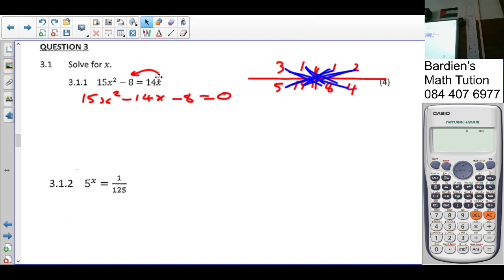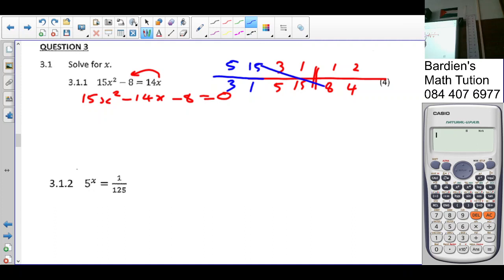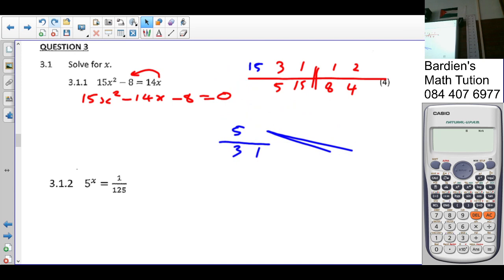So what do I do? Swap one of the sets of factors around. So let's swap this one here. So it's 15 and 1, and 5 and 3. 15 times 8 is a very large number. That's going to give you 60, very large. So that's not what we want. Just take these lines out here.